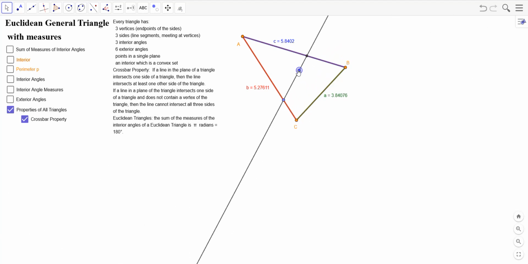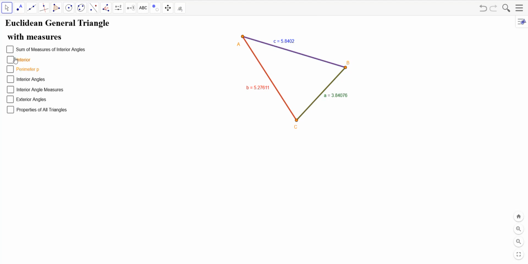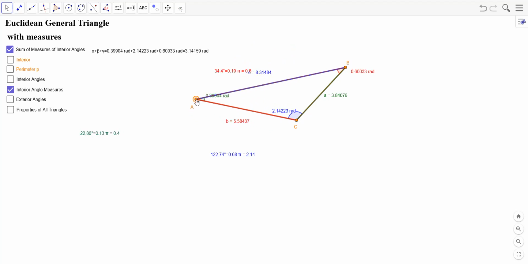And that's for all triangles, and these same properties are true in all of the geometries we're going to be studying. That is Euclidean, taxicab, hyperbolic, and spherical geometry. That's all true. What's true only for Euclidean geometry, however, is that the sum of those measures of the interior angles sums up to pi radians or 180 degrees.